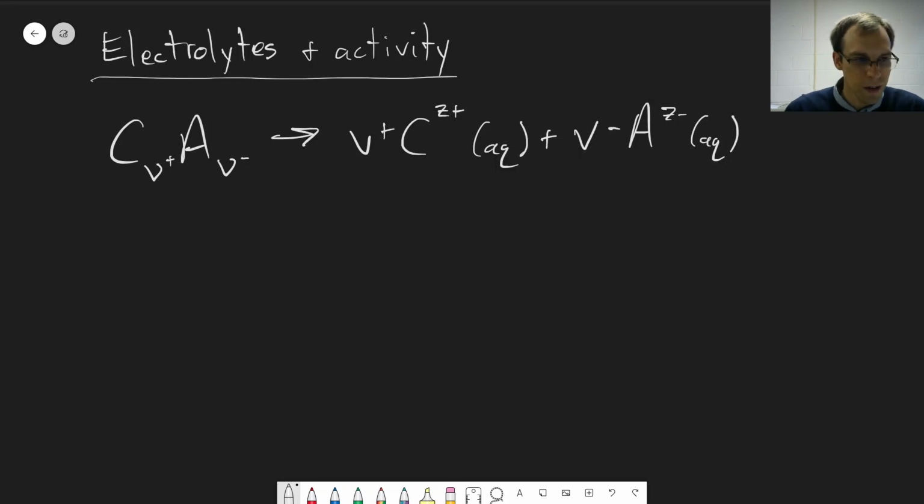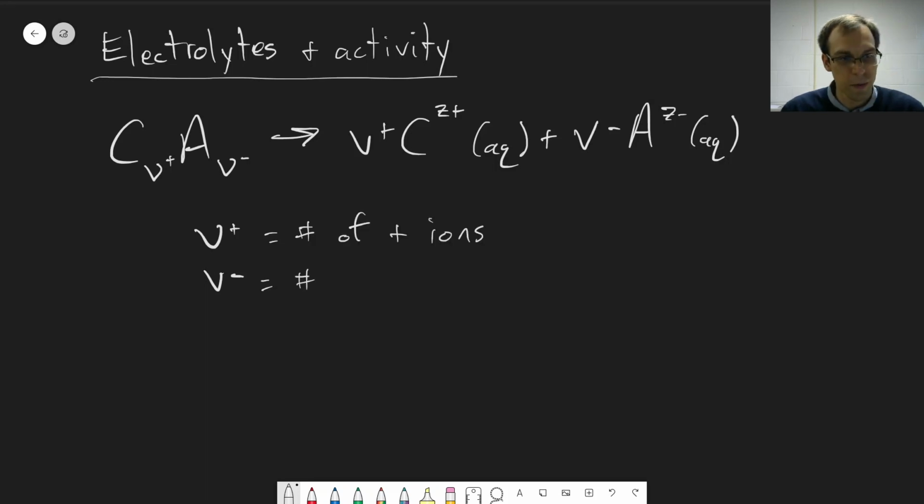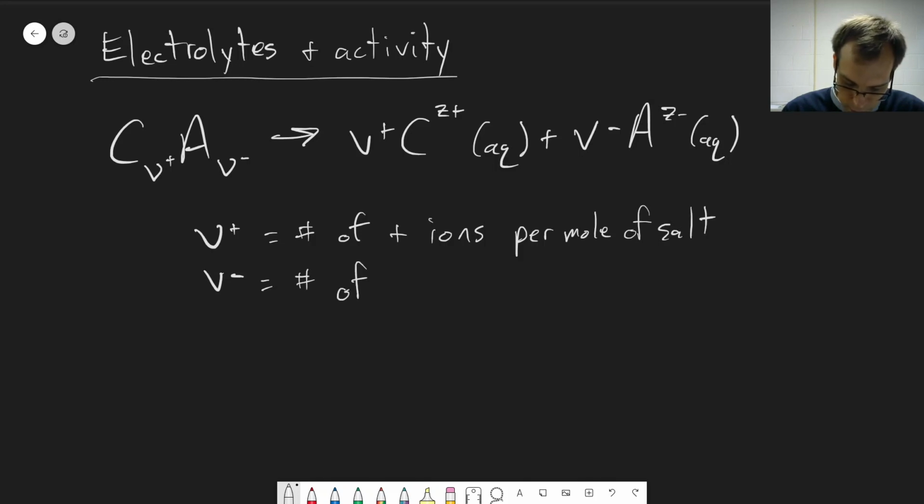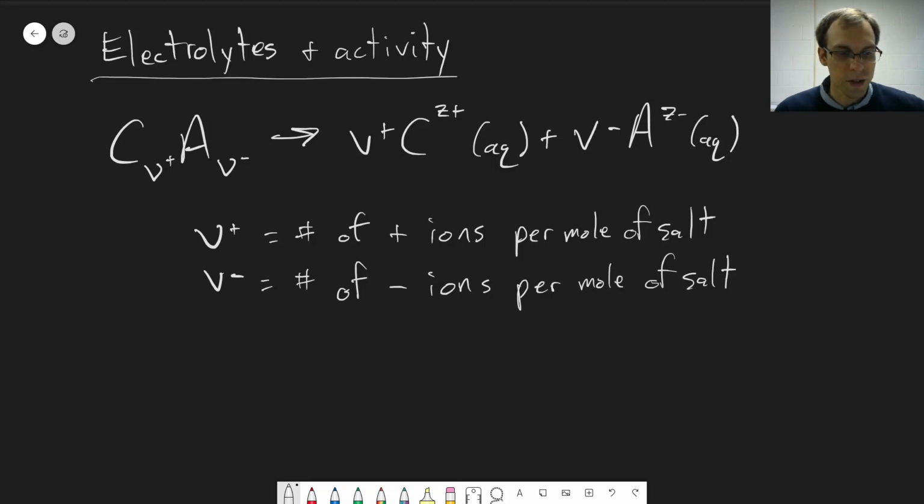And what we can think of here is that nu plus and nu minus, these are the number of positive ions, number of cations that'll form per mole of our salt, and nu minus is the number of negative ions, number of anions per mole. And these will just come from the formula units for your salt.